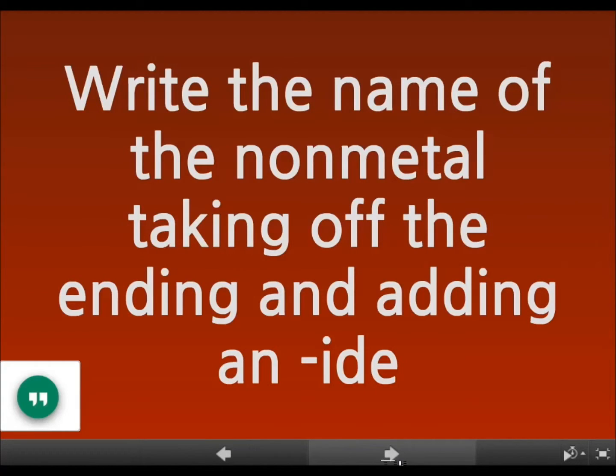And you've seen these names over and over and over, but you haven't actually practiced them, okay? So another example would be bromine, okay? So instead of having bromine, you would have bromide.